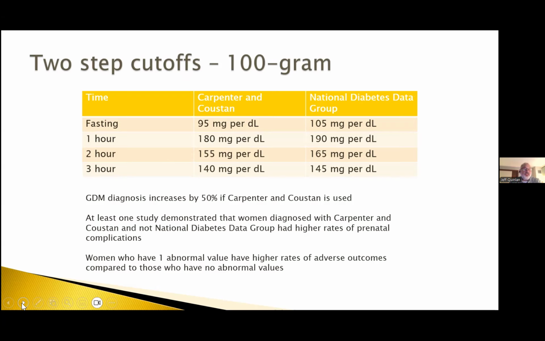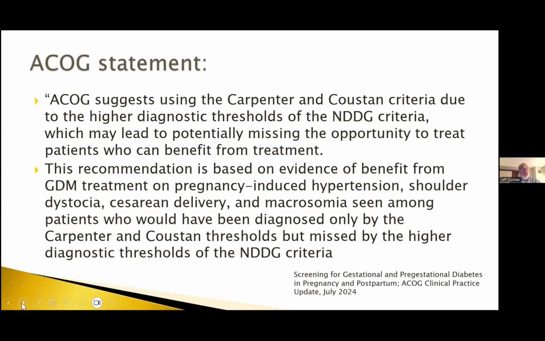And there's been at least one study that's demonstrated that when you use that set of cutoffs, you had a higher rate of prenatal complications. And so I think it's better to pick up more people than fewer people. Because of that, ACOG would recommend that we use Carpenter and Coustan, because they're really concerned about potentially missing people who would benefit from treatment.